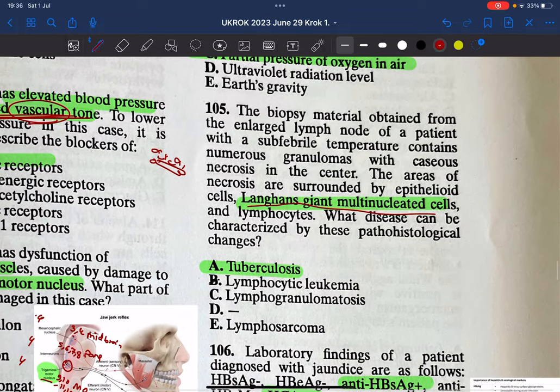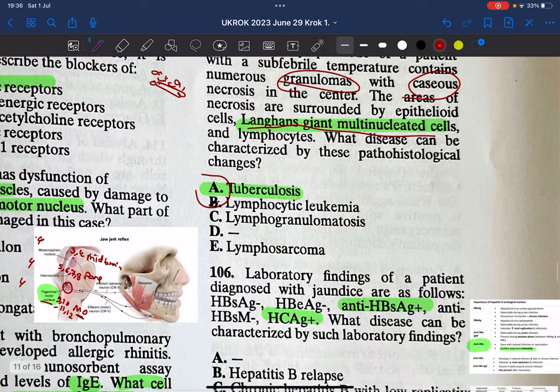Lung has giant multinucleated cells. These are the cells in the granulomas, and there is also caseous necrosis. These are all features of the granuloma of tuberculosis.